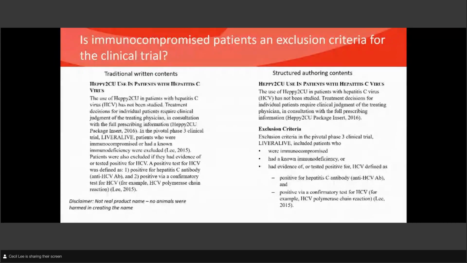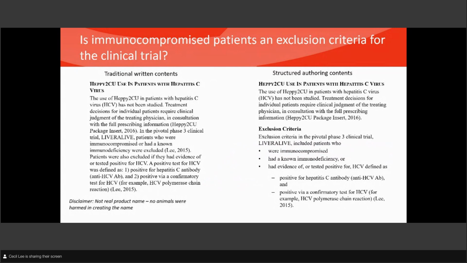So if you ask the same question, is immunocompromised patients an exclusion criteria for the clinical trial? Immediately it pops out and says, I can find exclusion criteria over here as a section, and I can also see immunocompromised is right there. And so this way, it has significantly reduced the time for people to find the content.